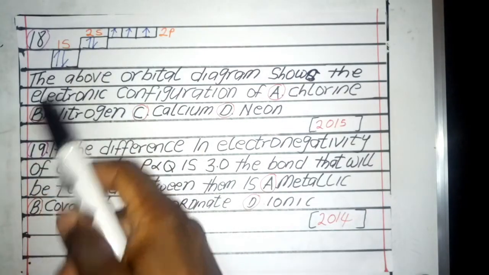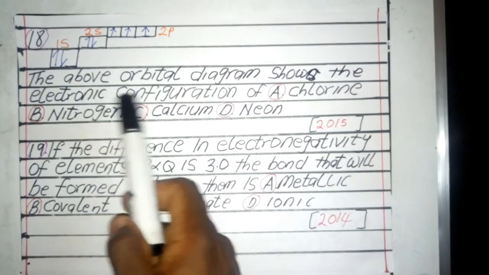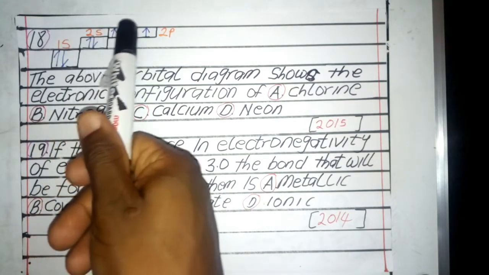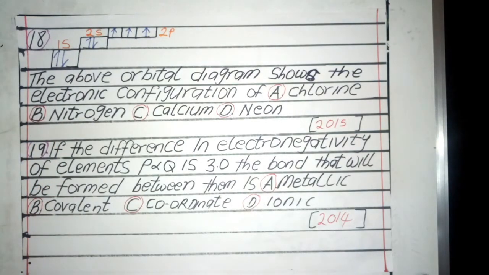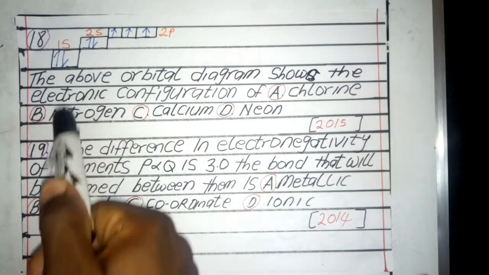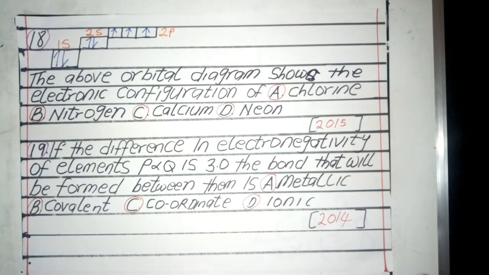Look at this question. The above orbital diagram shows the electronic configuration of, we just count the number of electrons. So this is 1, 2, 3, 4, 5, 6, 7. So of course 7 is nitrogen, right? You count it: hydrogen, helium, lithium, beryllium, boron, carbon, nitrogen. Nitrogen has atomic number 7 and 7 electrons. So the answer is B, nitrogen.